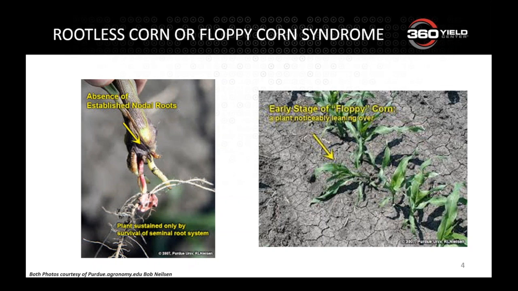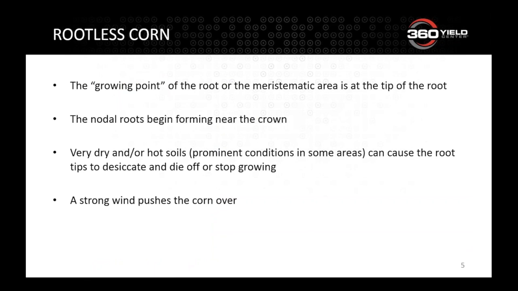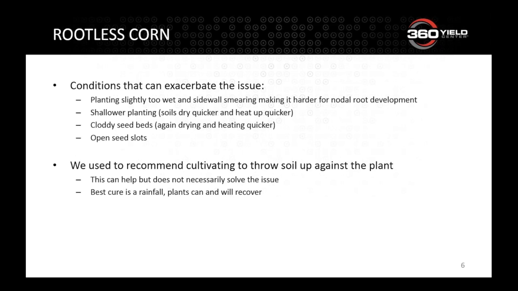In fact, many years you can go out and see corn that's, oh gosh, halfway up my calf, and all of a sudden, like that picture on the right, it'll start leaning over or flopping over. And when you dig it up, basically all you see is the seed and the seminal root and no root formation, okay? So very hot, dry soils, that's one of the causes, and then you get a strong wind and it'll push them over.